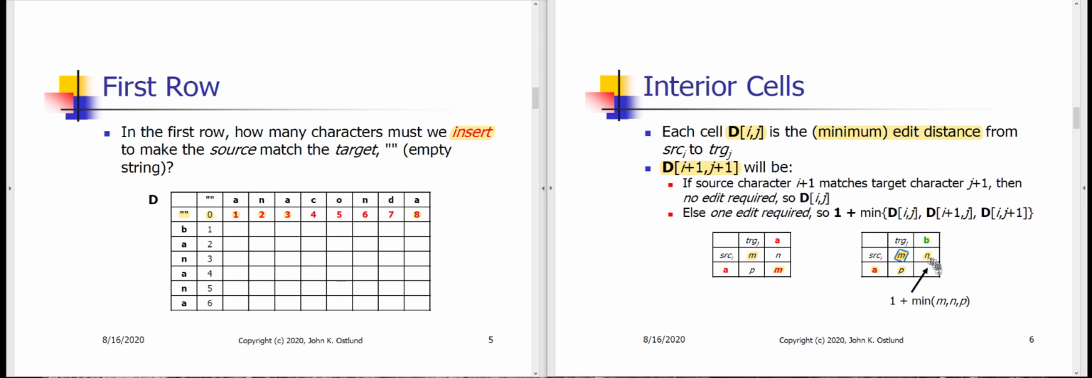Let me say that again. So going from N to the new cell would be an insertion. Would be a deletion. Let me back up.